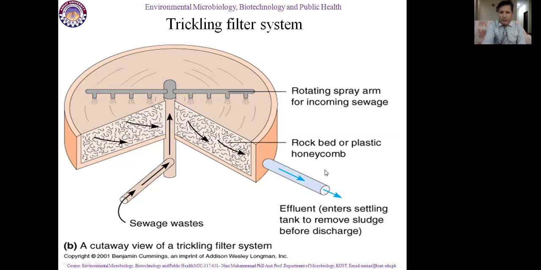If any sludge material is there, we have to transport it into another tank where some sludge material will settle down and pure water will go from the upper side. And if you want to add chlorine over there for removal of the microbial communities, that is also supported by this.